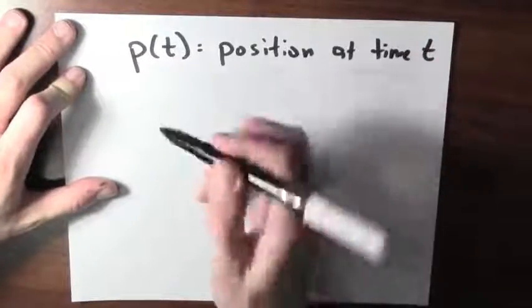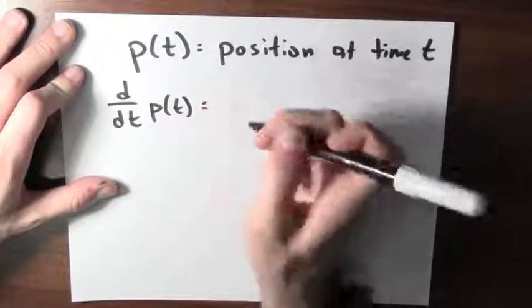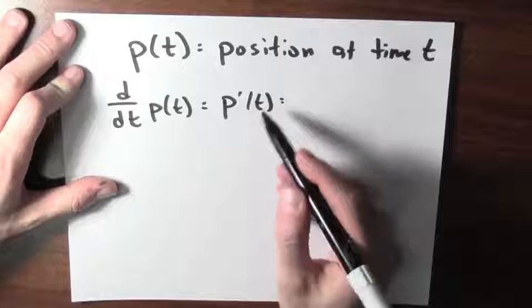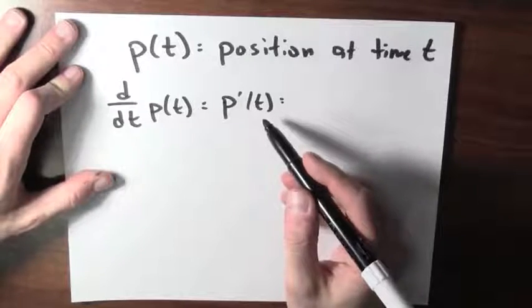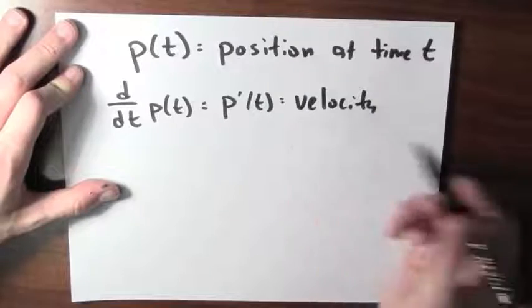Now what happens if I differentiate this? What's the derivative with respect to time of p of t? I might write that p prime of t. That's asking how quickly is your position changing. Well, that's velocity. That's how quickly you're moving. We've got a word for that.